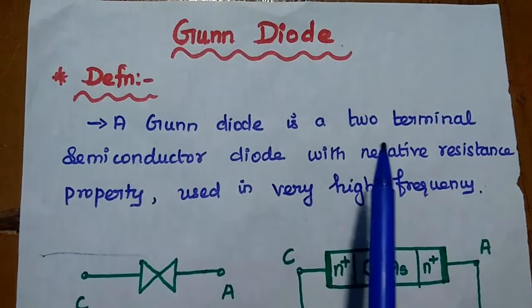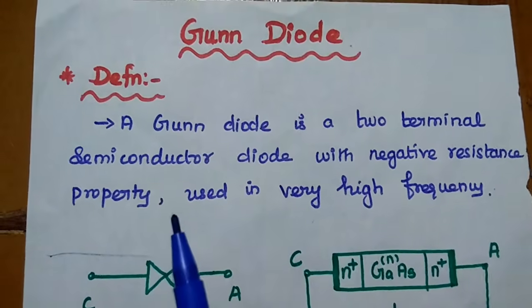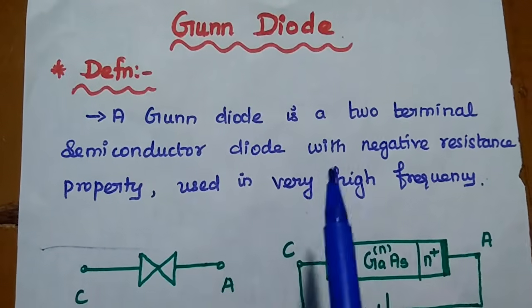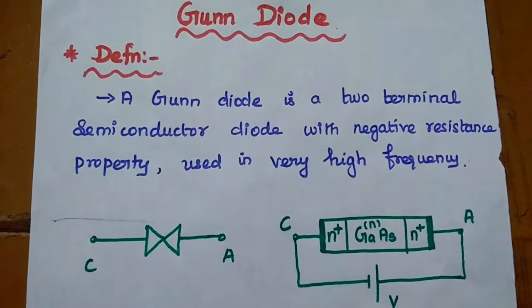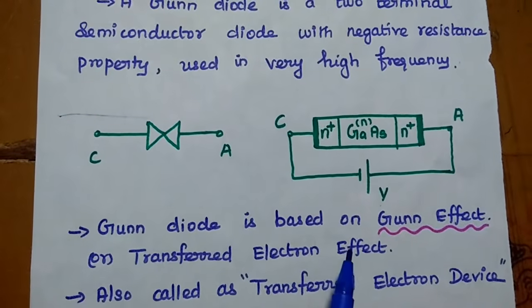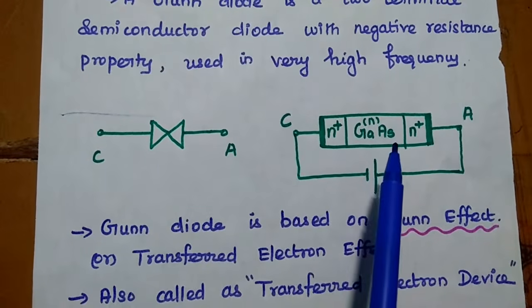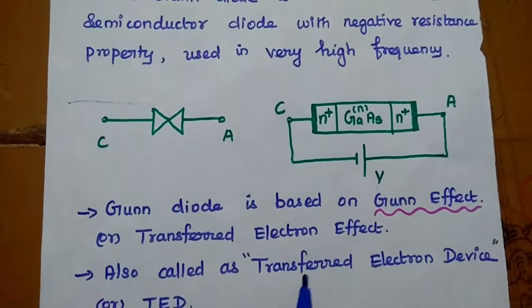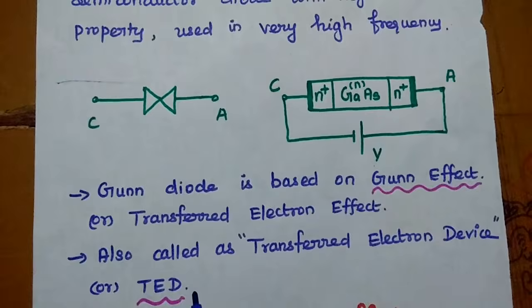The Gunn diode is a two-terminal semiconductor diode with negative resistance property. It is widely used in very high frequency applications. High frequency means microwave frequency applications. This Gunn diode is based on the Gunn effect, or transferred electron effect, in certain semiconductor materials like gallium arsenide and indium phosphide. So the Gunn diode is also called a transferred electron device, or TED.